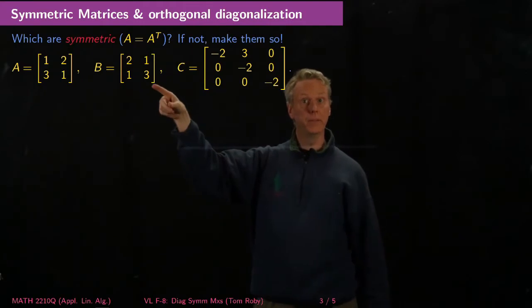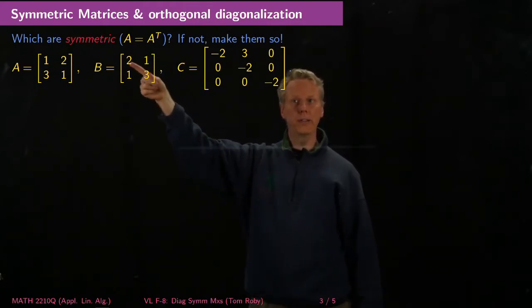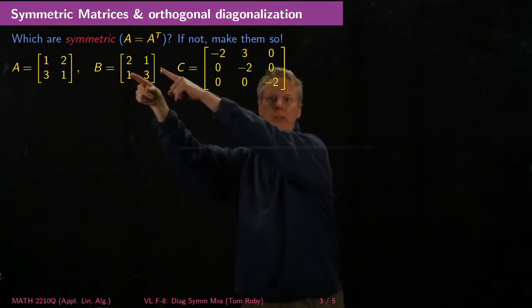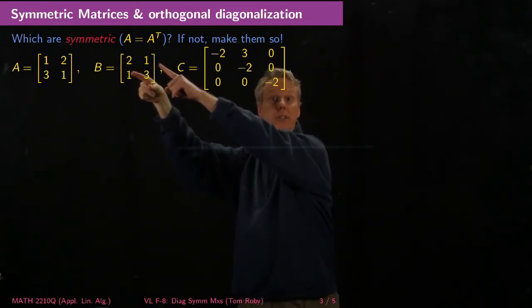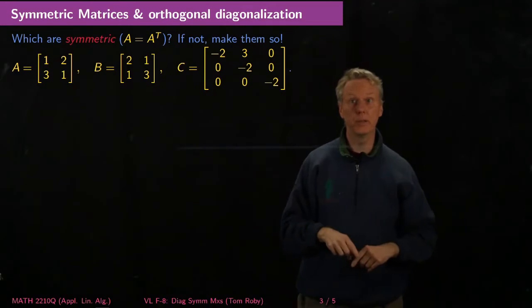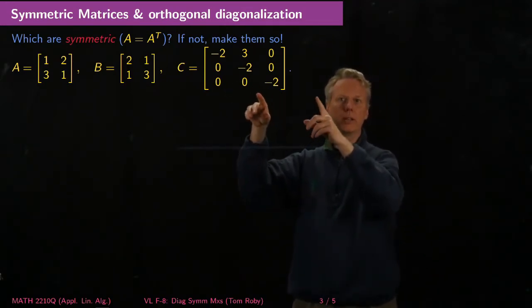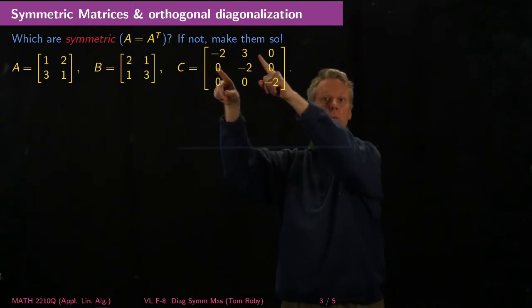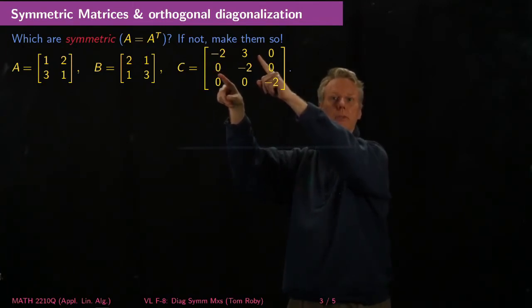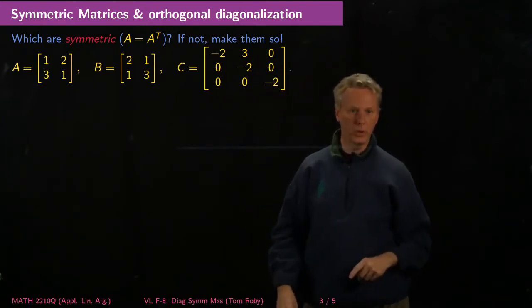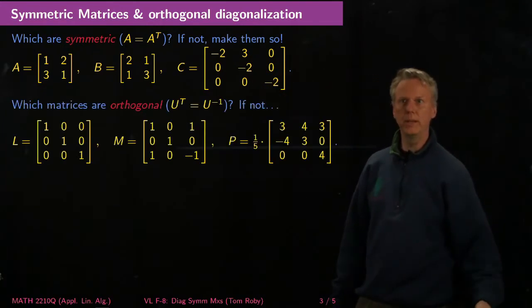How about B? Well, B, you see, the diagonal doesn't matter, right? These don't have to be the same, but the off-diagonal entries do. So this matrix is its own transpose, so that one is symmetric. And finally, if you look at this one, you can see, well, it's almost symmetric, except that, again, the 0 and the 3 need to be the same. So I either need to make this one a 3 or this one a 0. OK. So that's what symmetric means.